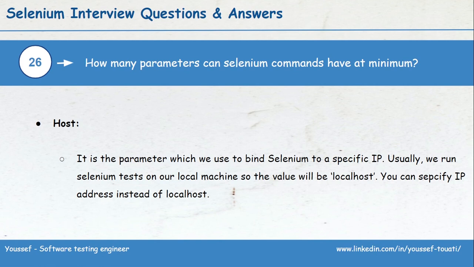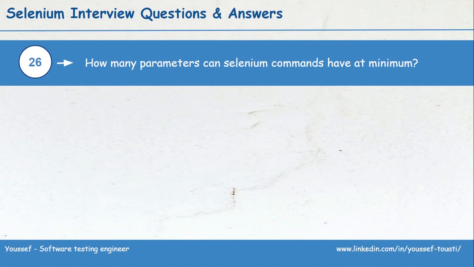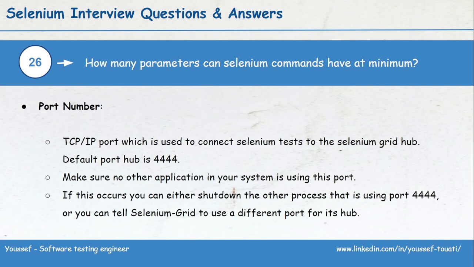For the host, it is the parameter which we use to bind Selenium to a specific IP. Usually, we run Selenium tests on our local machine, so the value will be localhost. You can specify an IP address instead of localhost. Okay, we see now the second parameter, which is the port number.